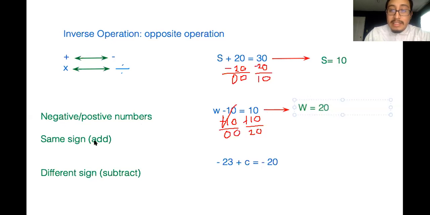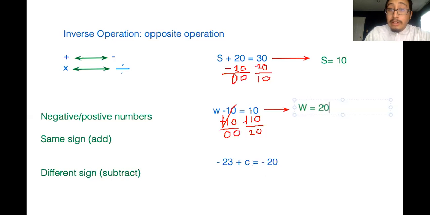When they have the same sign, so that means that they're both positive or they're both negative, when they are the same sign, you're going to be adding them together. I'll show you guys right now in a little bit. When there are different signs, so that means if it's a positive and a negative, you're going to be subtracting. All right, so let's look over here. Let's solve this problem.